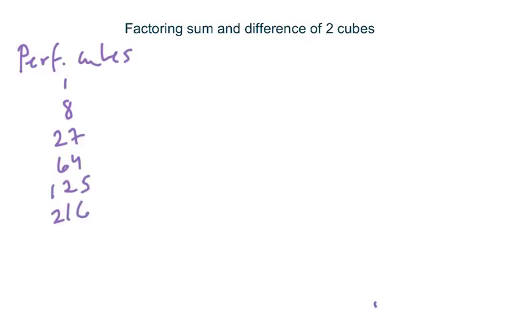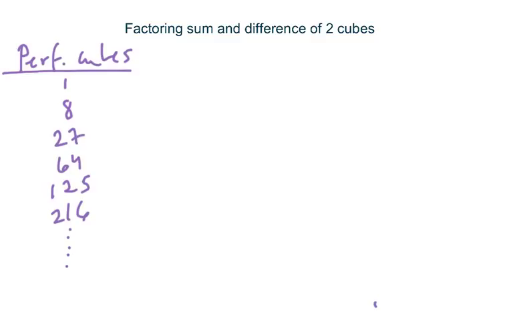Okay, so now we're going to look at something new, factoring sum and difference of two cubes, and then move into some polynomials of higher degree. So let's think about our cubes. I'm going to write my perfect cubes down the side of my page here: 1, 8, 27, 64, 125, 216, etc. It's really important to know your perfect cubes. That's going to be super helpful when you need to recognize perfect cubes.